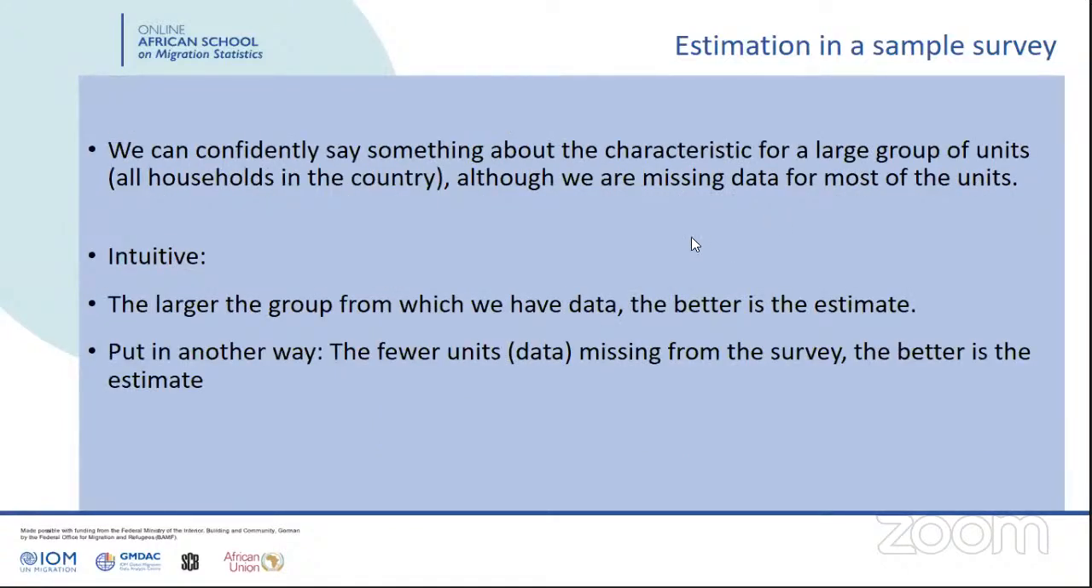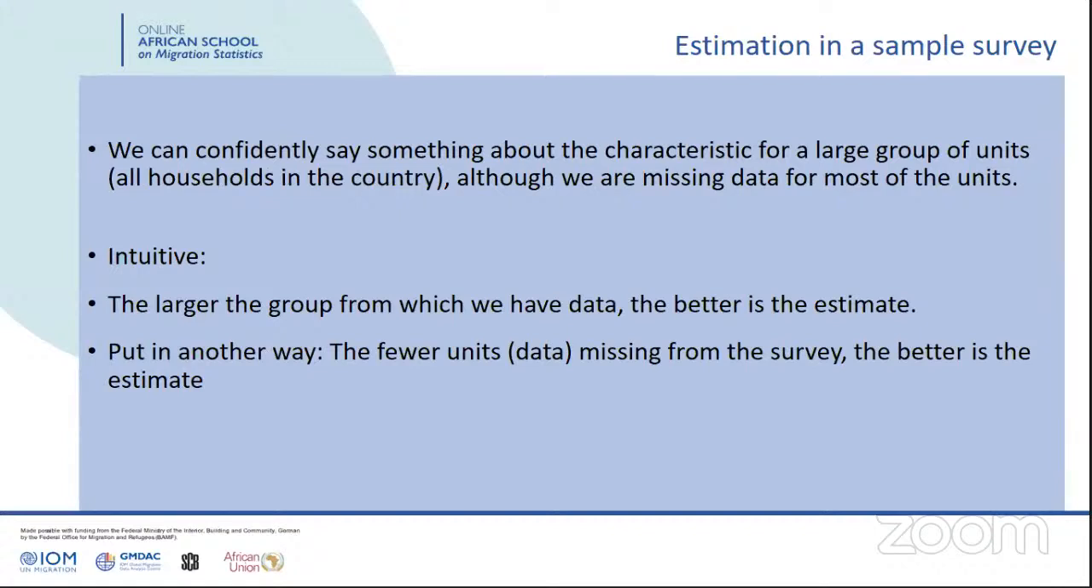So with the estimation, we can confidently say something about the characteristic for a large group of units, all households in the country, for example. Although we are missing data for most of the units, we don't have data for all the households in the population, just for a small group. But still, we can confidently say something about the whole group, the population.